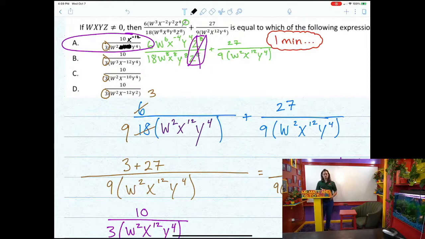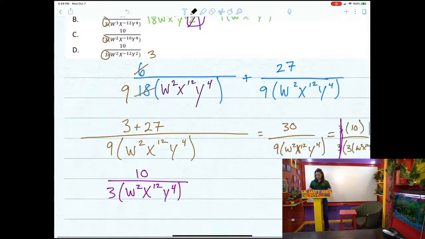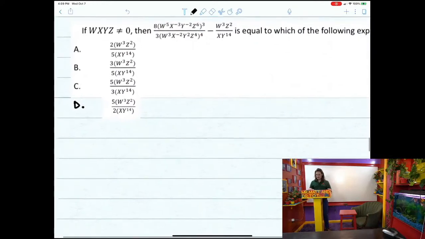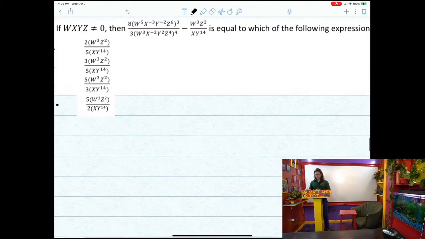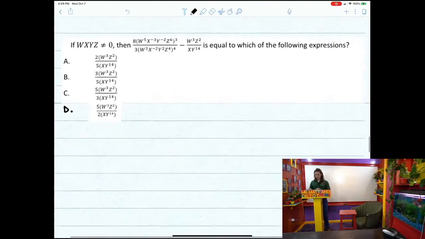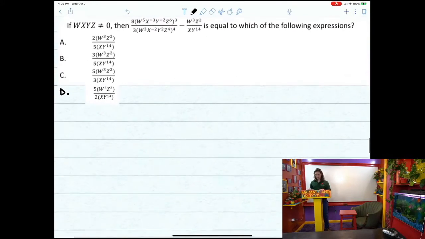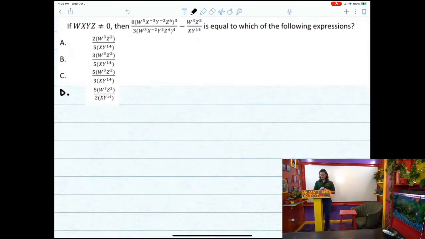If you have any questions on that, that was a tricky one. We're going to get more practice with these problems. Let's look at this one. And I'm going to give you 4 minutes for this one.